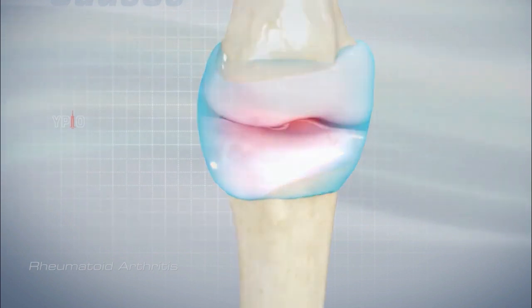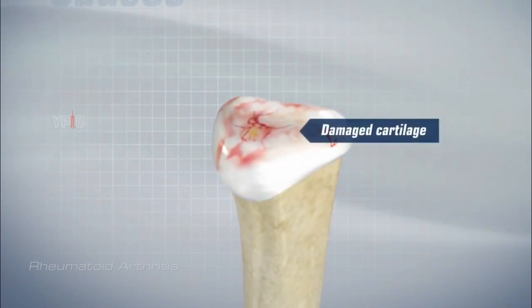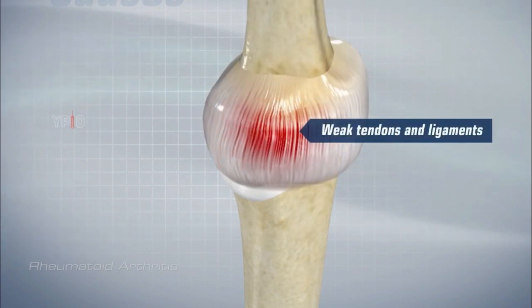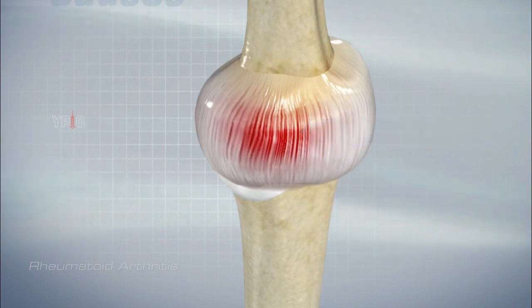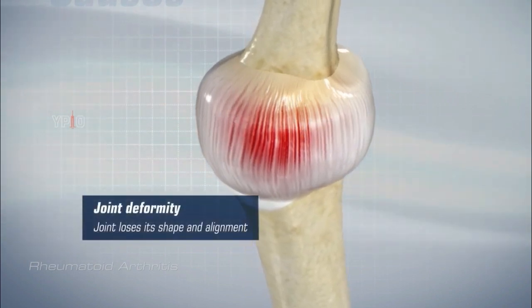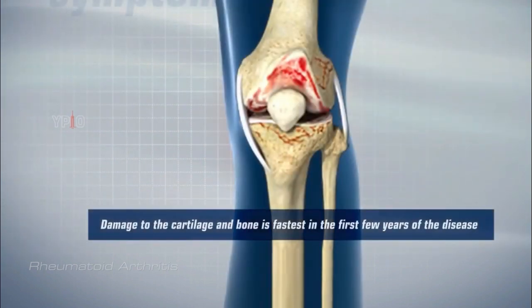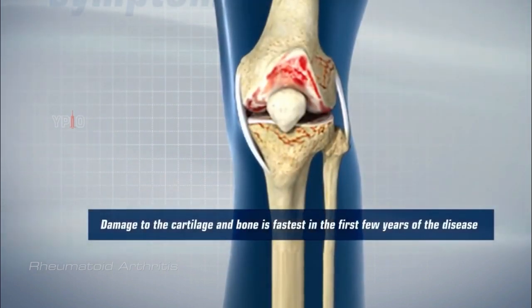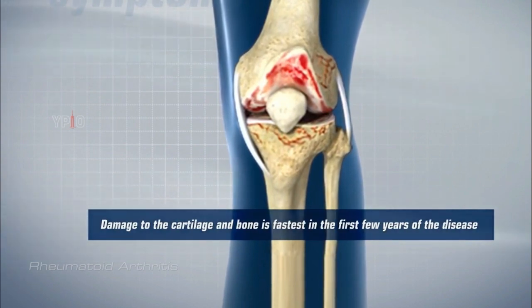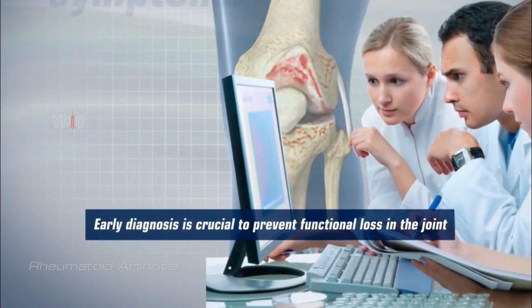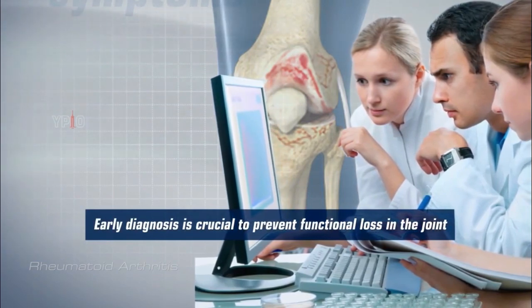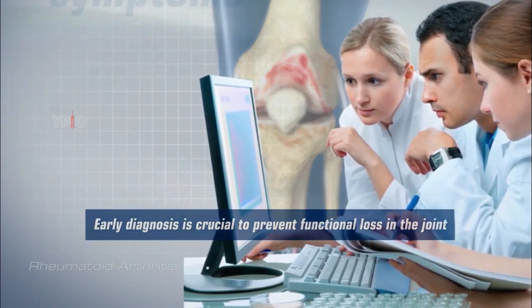As the disease progresses, abnormal synovial cells invade and damage the cartilage and bone within the joint. Even the tendons and ligaments that hold the joint will weaken and stretch. Over a period of time, the joint loses its shape and alignment, causing joint deformity. Damage to the cartilage and bone is fastest in the first few years of the disease. Therefore, early diagnosis is crucial to prevent functional loss in the joint.